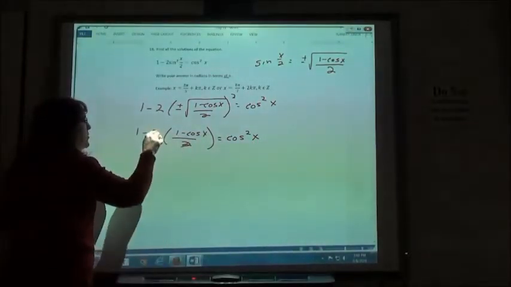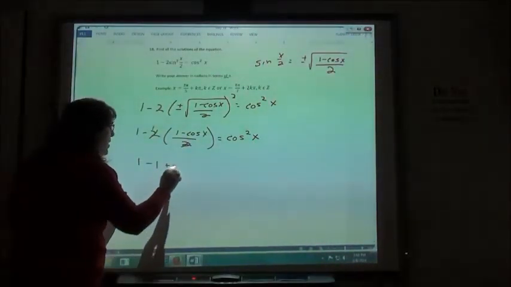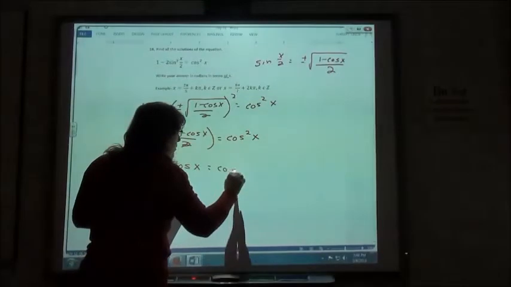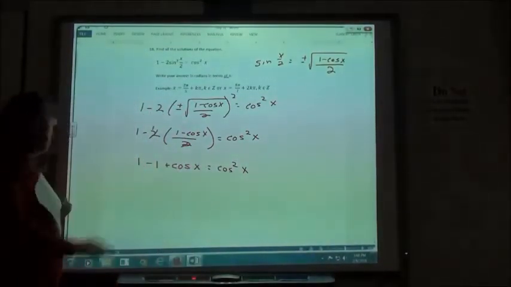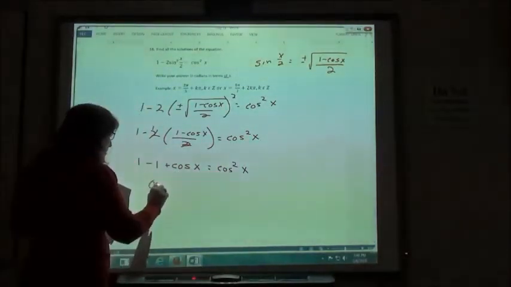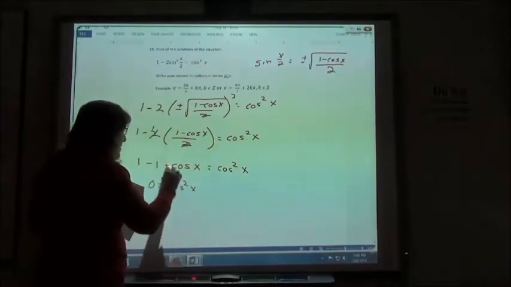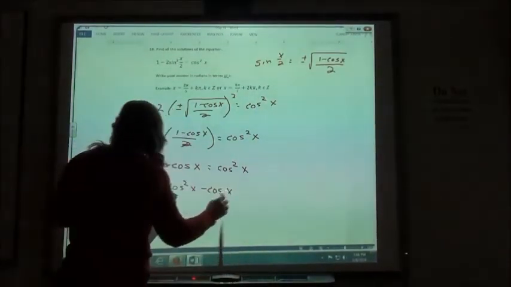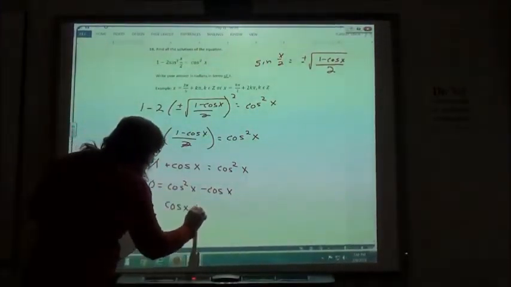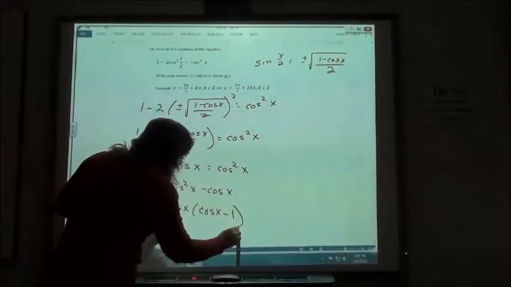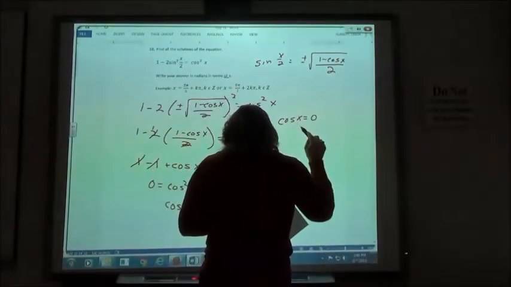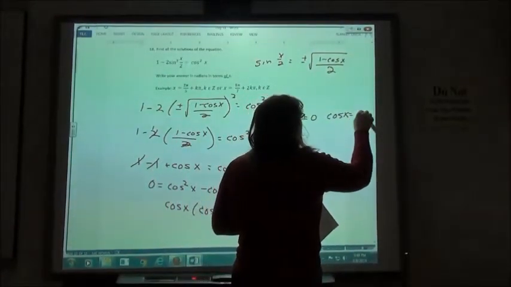Here my 2's would cancel. So 1 minus 1 plus cosine of x, negative times a negative made that a positive, equals cosine squared of x. Since we're all in terms of cosine, we don't need to use our Pythagorean identity. We just need to set it equal to 0. So 0 equals the cosine squared of x minus the cosine of x. 1 minus 1 would have canceled out. Factoring, we can take out a cosine of x. So we have cosine of x minus 1. And so either cosine of x equals 0 or cosine of x equals a positive 1.